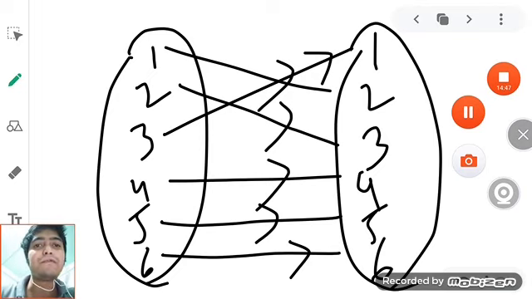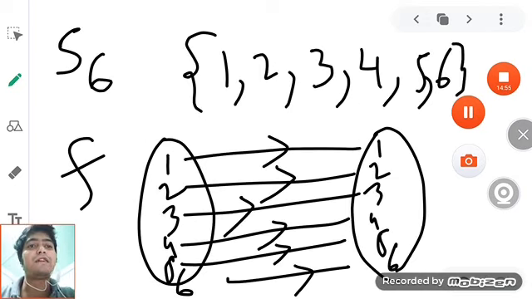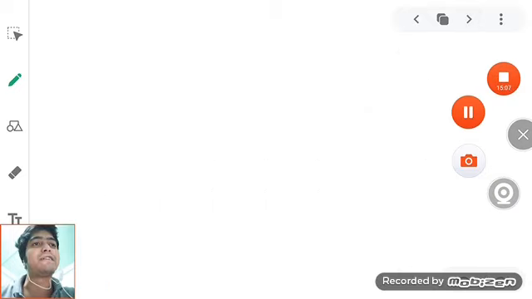So what we do is use a notation that will simplify it. Let us take a look. How will we write this one in a short way? 1 goes to 1, 2 goes to 2, 3 goes to 3, 4 goes to 4, 5 goes to 5, 6 goes to 6. So I will write it in this way.